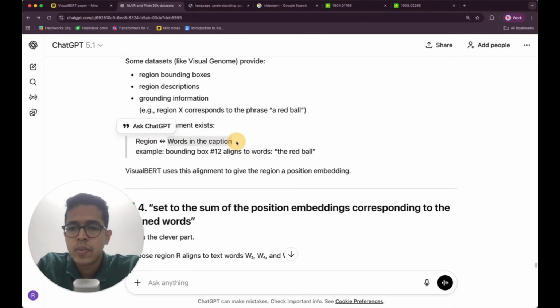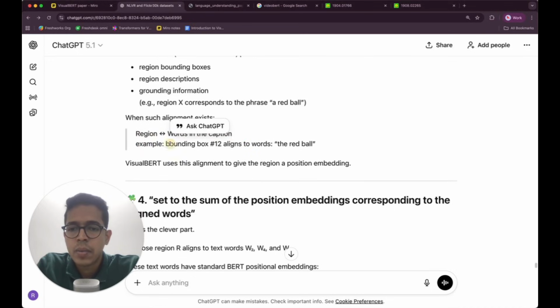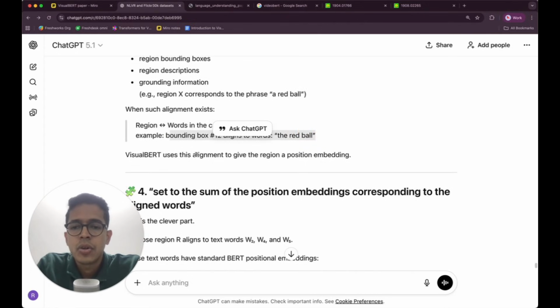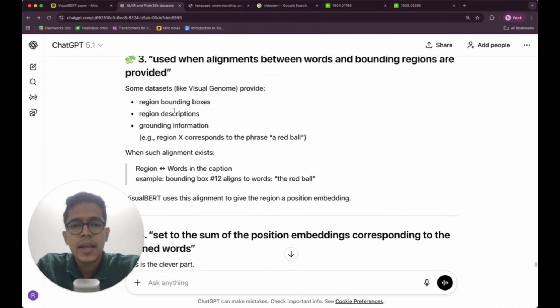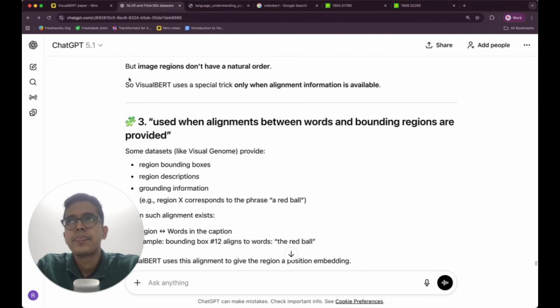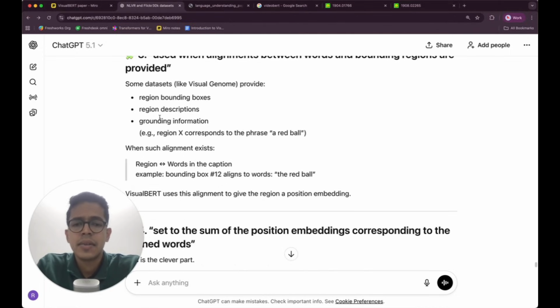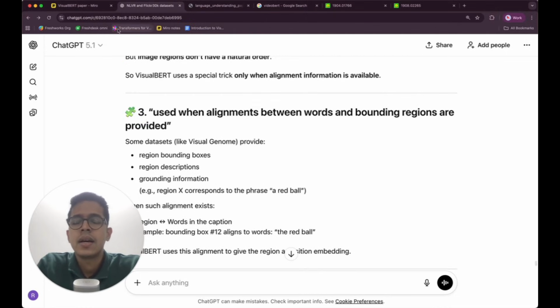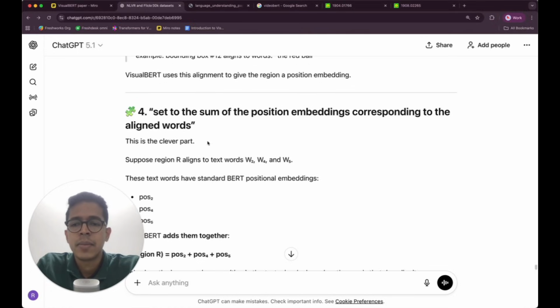Region is aligned to words in caption. Example, bounding box number 12 aligns to the words red ball. VisualBERT uses this alignment to give the region a position embedding. I see. So normally, for a normal image caption dataset, we don't have this alignment data as part of the training, which means we won't be able to give any position embedding.